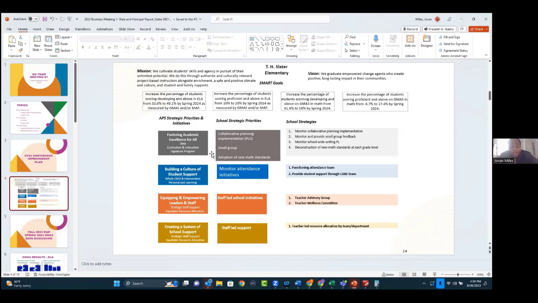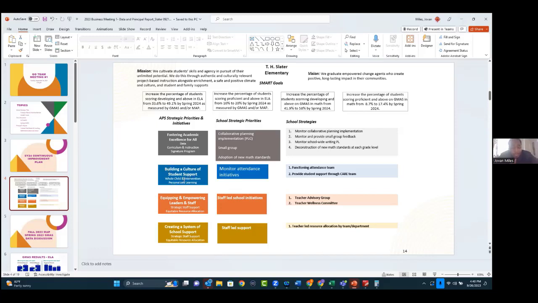We have two columns here where we will review the APS strategic priorities and initiatives and our school strategic priorities. So this first one for the APS bucket is fostering academic excellence for all. The way we're attacking that as a school is implementing professional learning communities, focusing on small group instruction, and adopting the new math standards that were recently implemented by GoTeam.